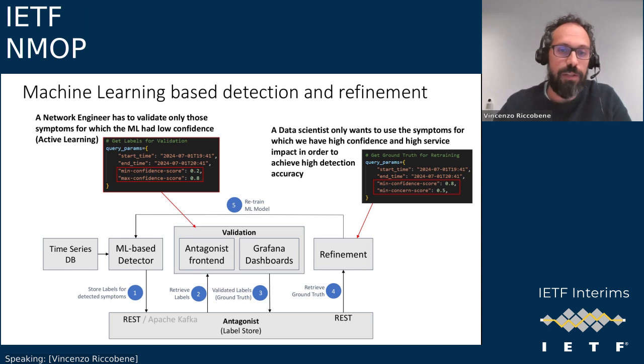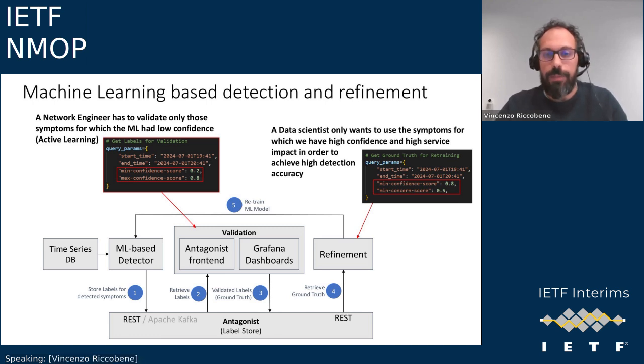Basically, the validation step would retrieve the labels, and by adjusting all the query parameters like the min and the max confidence score, you can actually make sure that the network engineer only validates those symptoms for which machine learning had low confidence. And then the validated labels, which you can call ground truth, are stored again in the label store. And all these steps are using the same data model.